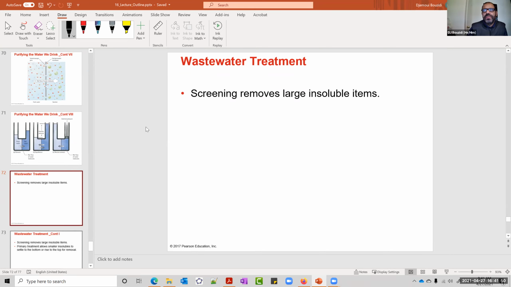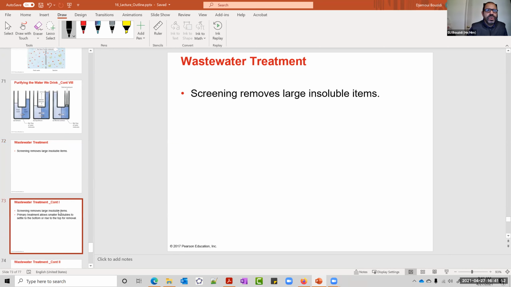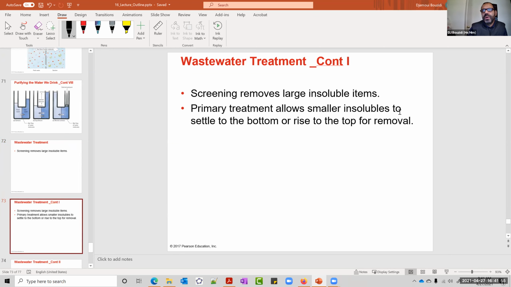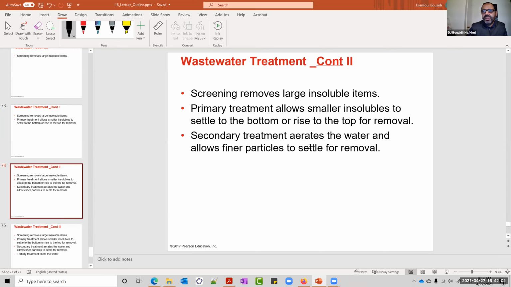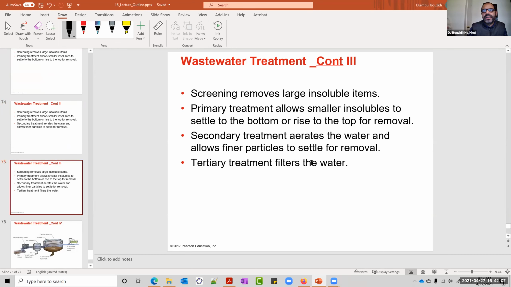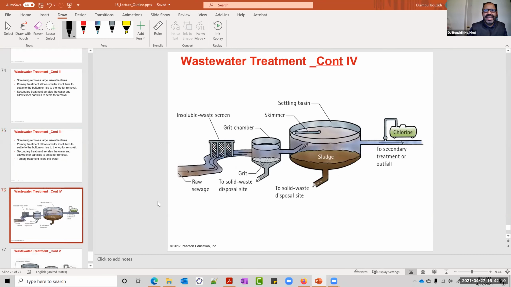Wastewater, you can use cleaning to remove the large insoluble items in it. And then primary treatment allows smaller insoluble items to settle in the bottom or rise to the top until you separate them. Secondary treatment aerates the water and allows finer particles to settle for removal. And at the end, tertiary treatment filters the water. And this is basically the sewage, the intake, and at the end you have the water, and the solid waste at the end, okay?